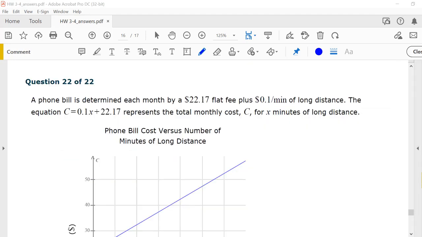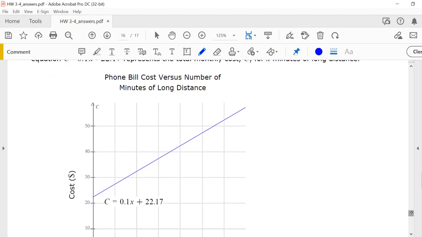Last problem, number 22. A phone bill is determined each month by a $22.17 flat fee plus 10 cents per minute of long distance. The equation C equals 0.1x plus 22.17 represents the total monthly cost C for x minutes of long distance. So here's the equation. Notice that when x is 0, the y value would be 22.17.